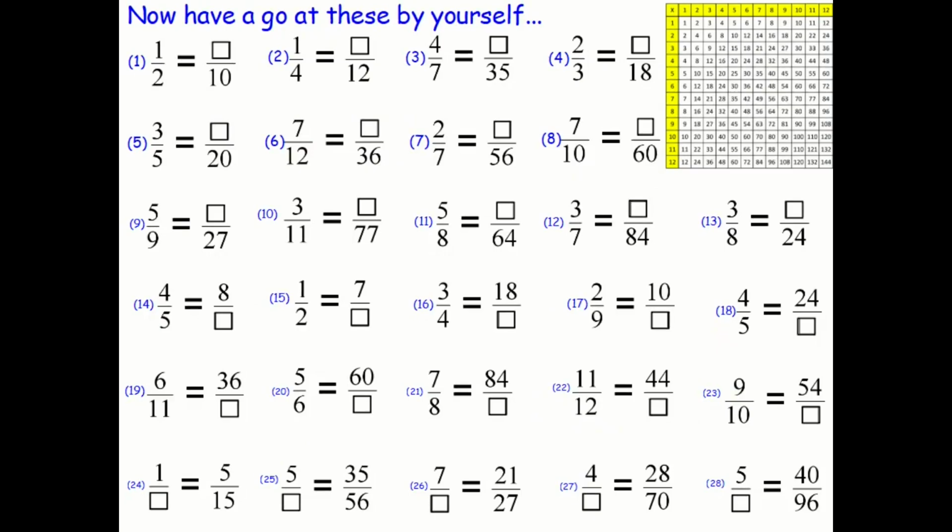Okay, here are a few questions for you to have a go at yourself. And I've put a little timetables grid in the top right hand corner to help you. So pause the video now, have a go at these, write out both the original fraction and its equivalent, and then resume the video to see the answers. And here are the answers. Very well done for having a go at those.